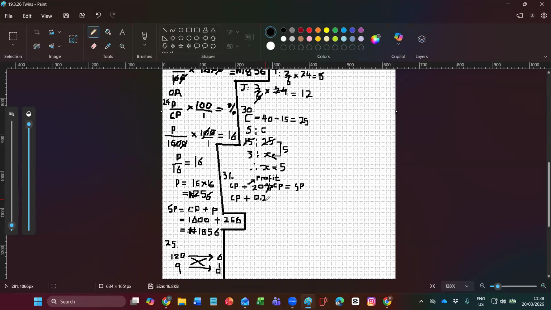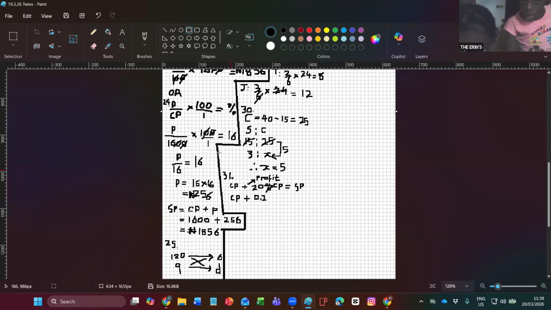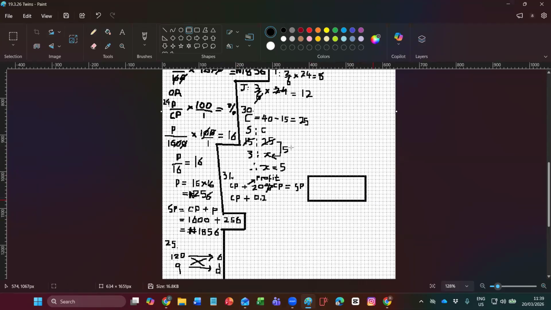Are you wondering how that happened? Is there anybody that doesn't know how that happened? I know how it happens, though. 20% is 20 over 100, so 0.2 over 10 has to be 2 over 10. Let me put it in a box. Don't worry, I'll show you how it happened.